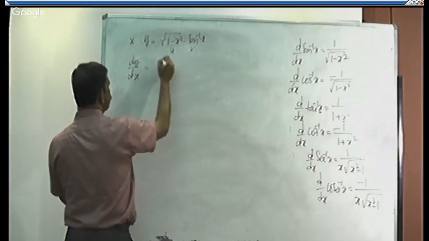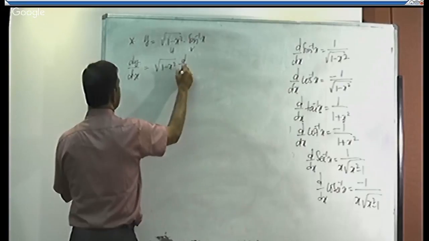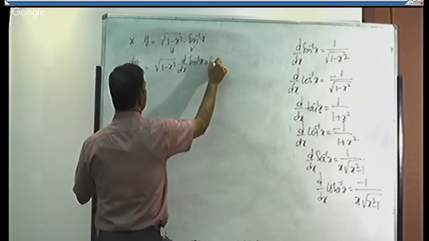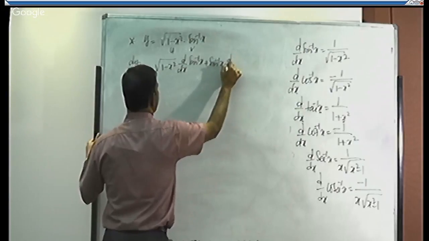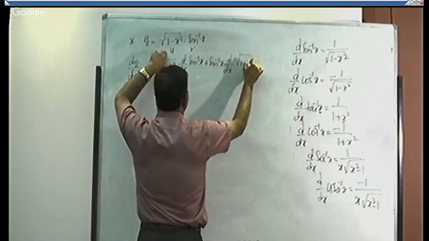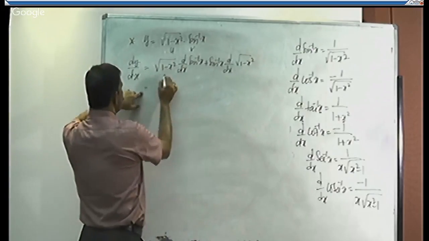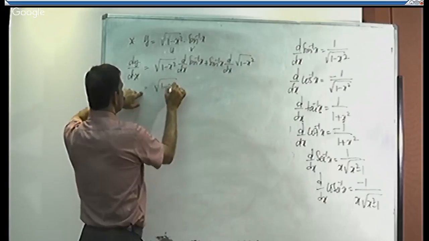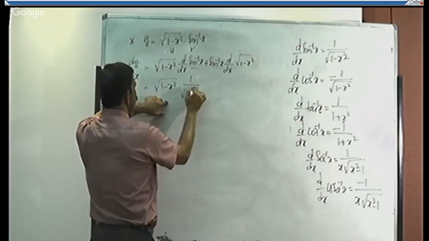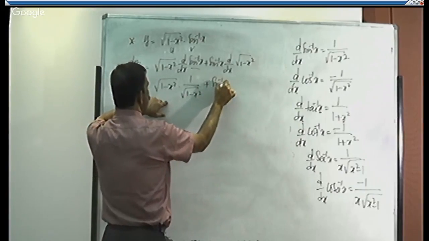What does the product rule say? First function u into d by dx of v, plus v into d by dx of u. Then keep this as it is: root of 1 minus x square into differentiation of sine inverse x, which is 1 by root of 1 minus x square. Plus keep sine inverse x as it is.